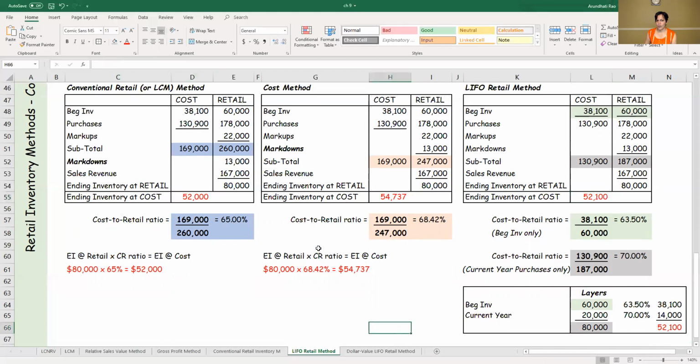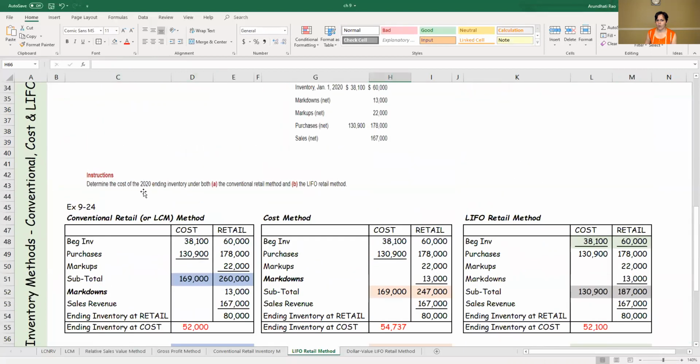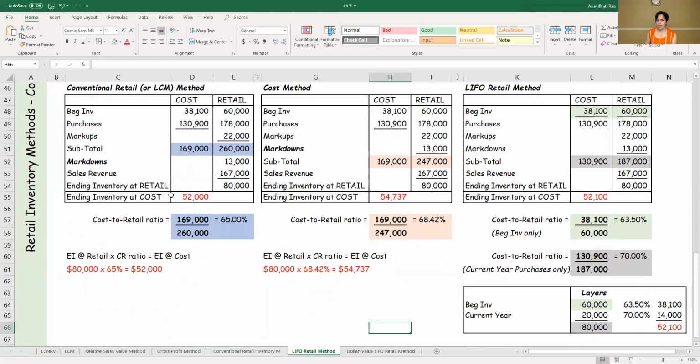So going back to the question, what would the ending inventory be using the cost to retail method, the conventional retail method, and the LIFO method? In the conventional method, it's 52,000. In the LIFO method, it's 52,100. Is the difference significant? Not really. So what should your recommendation be? Whatever is more cost effective.